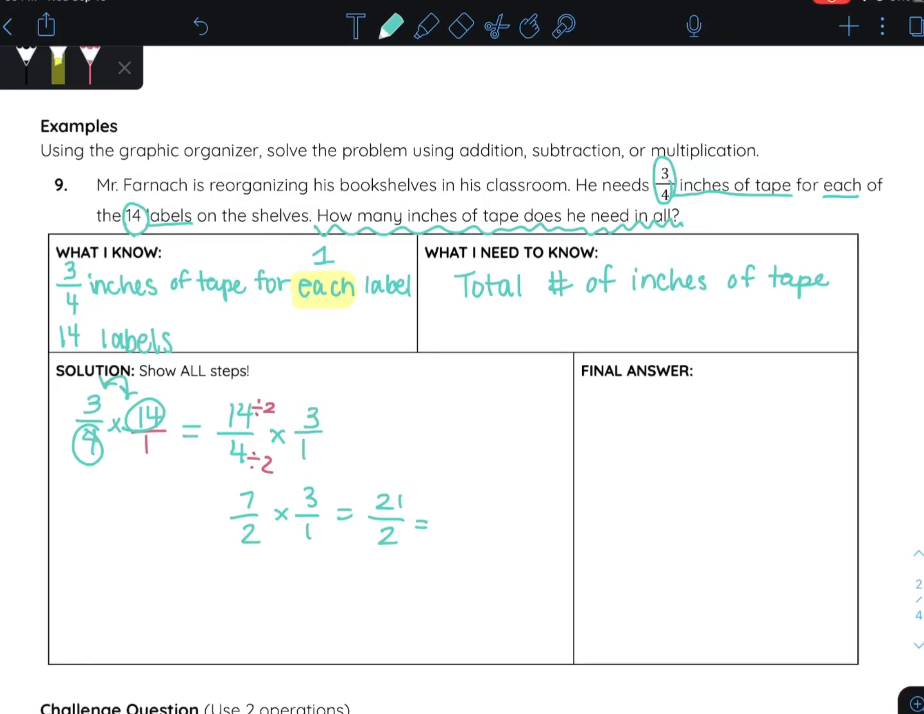And now it looks kind of funny because it's an improper fraction, so I'm going to try to make it into a mixed number. So I know 2 would go into 20 10 times, but that would mean that there's 1 left over. So 10.5. And then over here in my final answer box, it was 10.5 what? Inches. 10.5 inches of tape. And there you have it.